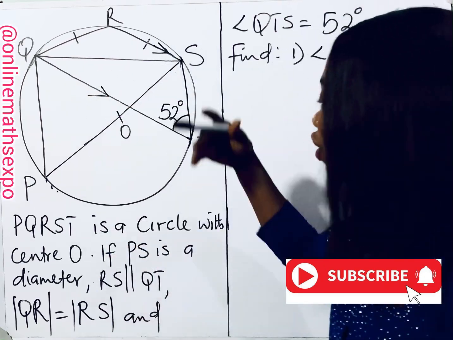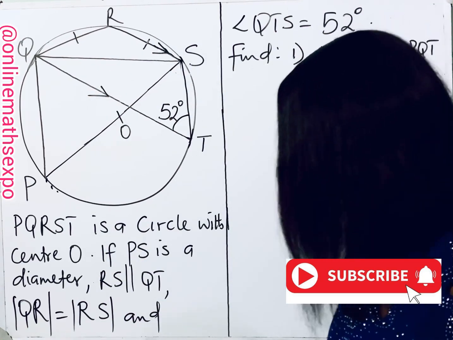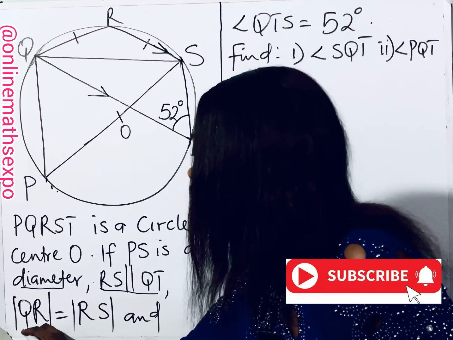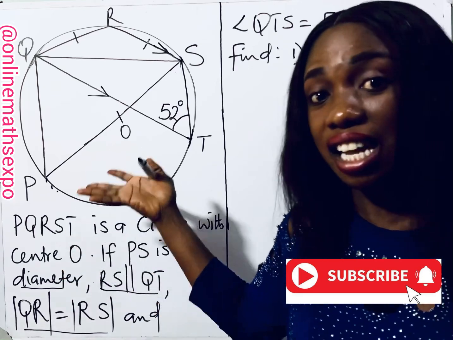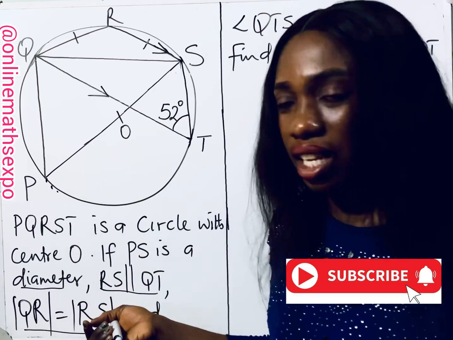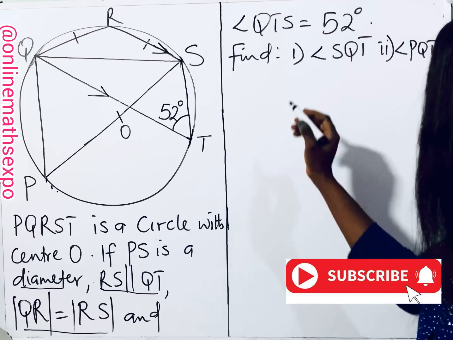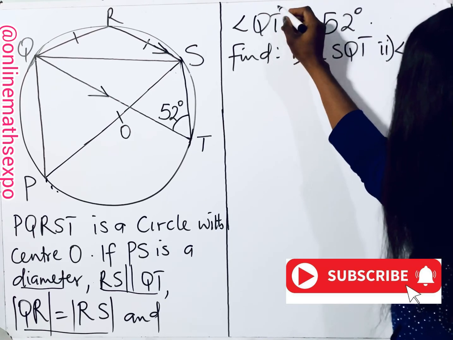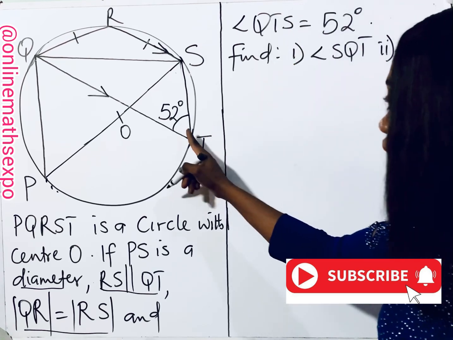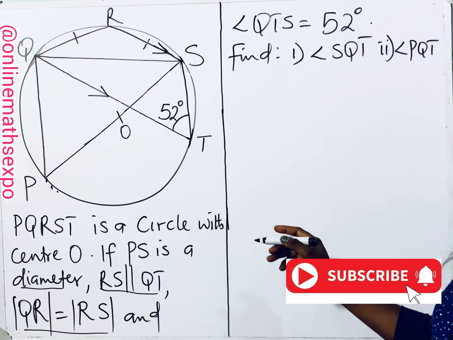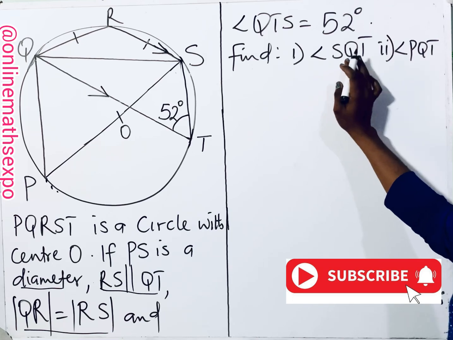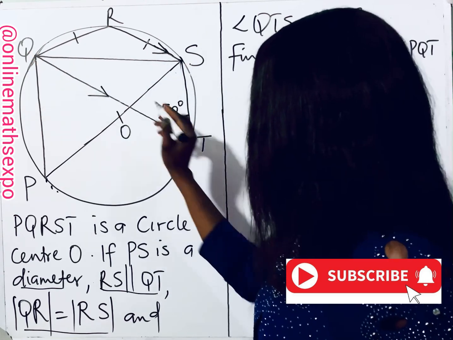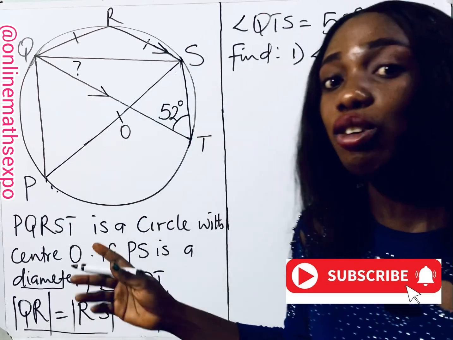Now, all these things we have mentioned, when you mention diameter, you mentioned parallel, and you mentioned equal. These are the things that will help you to answer this question. Now, the question also told you that angle QTS, the angle at T, when you see this, the angle is on the second letter. So the angle at T is 52 degrees. And we are asked to find angle SQT. Angle SQT, this angle here.